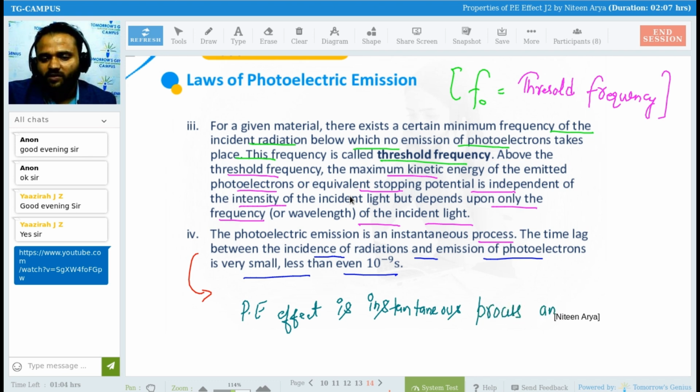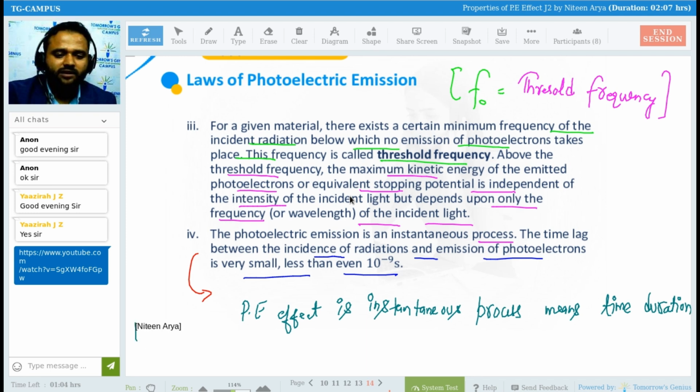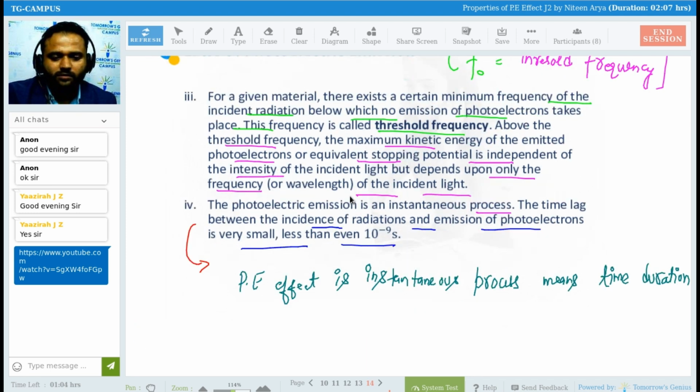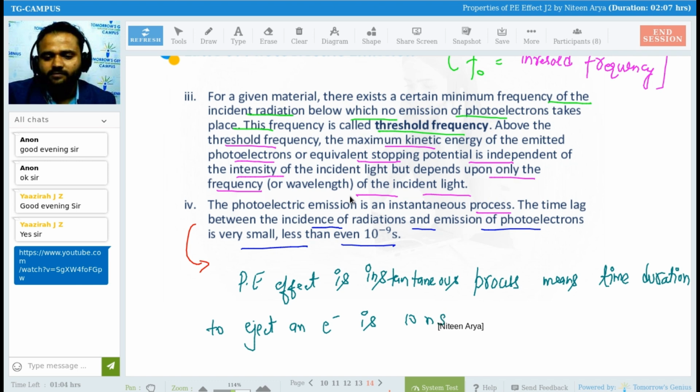Instantaneous process, or you can say a process with no time lag, means the time duration to eject an electron is 10 to the power minus 9 seconds, or you can say 10 nanoseconds.